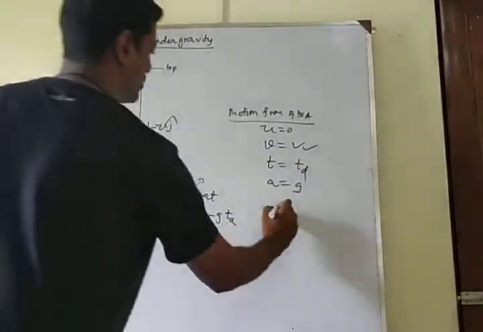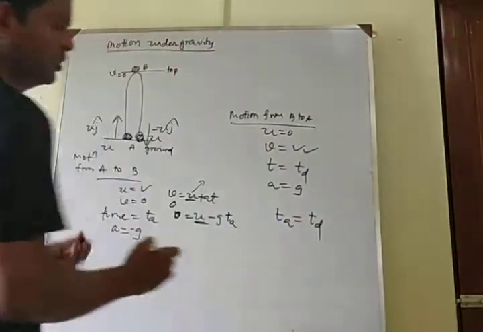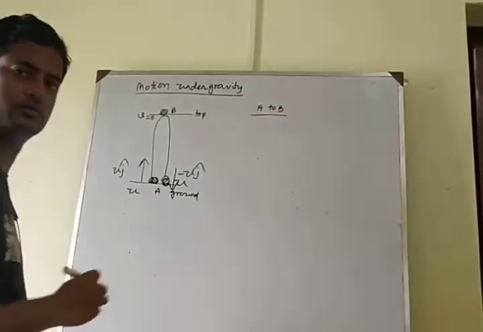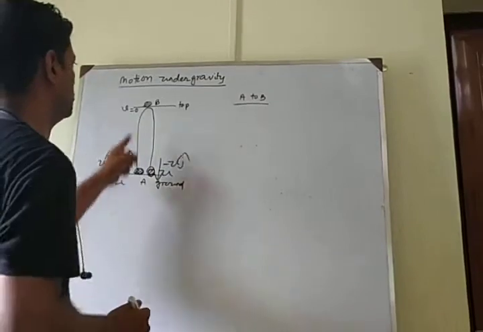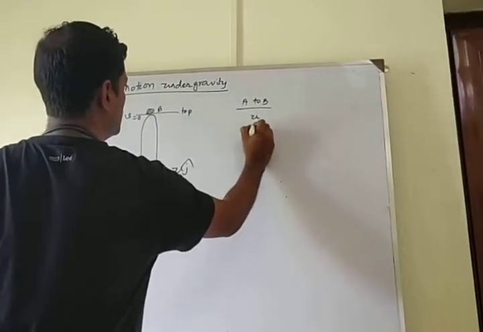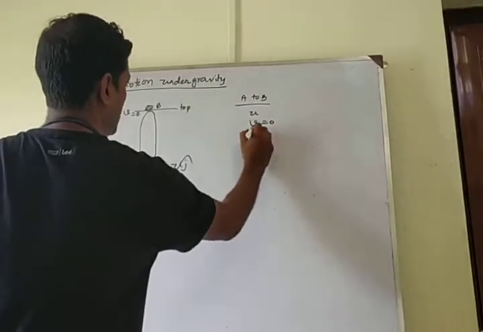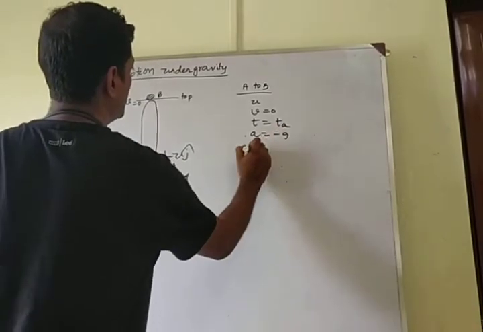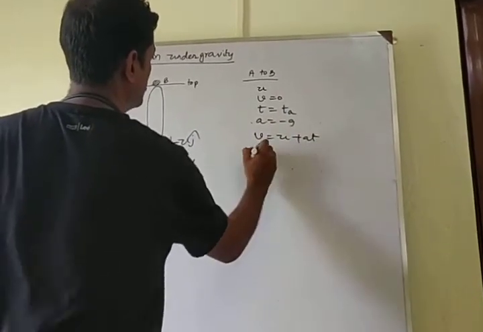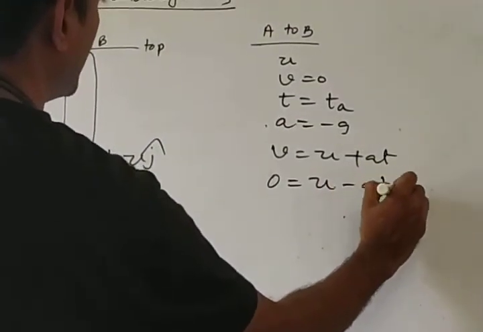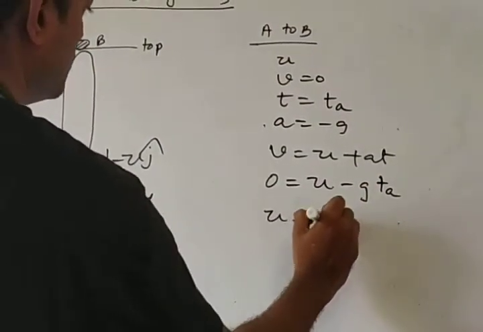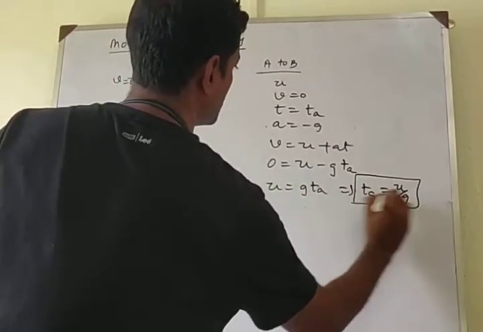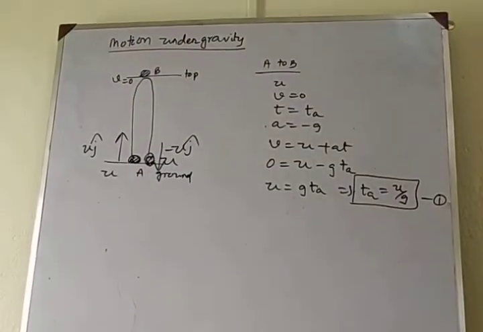Second concept: time of ascent equals time of descent. We have to justify it. So let me consider motion from A to B. Initial velocity u, final velocity 0. Let's say the time taken is time of ascent ta. Now acceleration equals minus g. So using the formula v equal to u plus at, 0 equals u minus g ta. So u equals g ta, which implies ta equals u by g. So in equation 1 I got time of ascent equal to u by g.